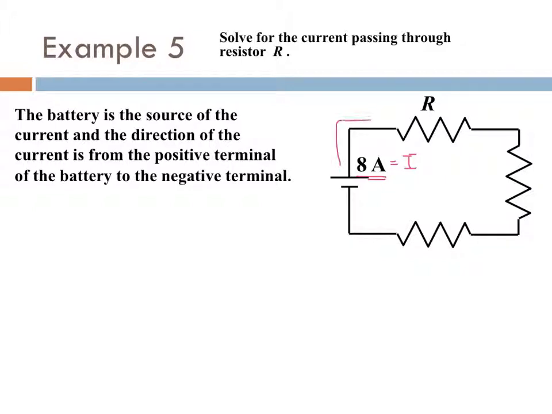Now, in this particular circuit, we don't have any breaks in our circuit. We have no other path but one. That means the current across my resistor is equal to just 8 amps, the current coming out of my battery.